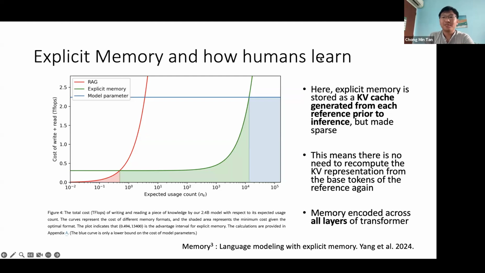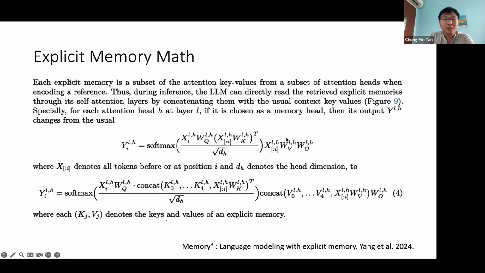Okay, great. All right, so this is the math. I hope it doesn't scare people off, because the paper has like 100 times more math than this. I just picked one of the easiest equations in the paper. So the explicit memory is a subset of the attention key values from a subset of attention heads when encoding a reference. Notice that they say subset. But to be honest, I also don't know how they got the subset. Maybe it's by magnitude or something. Yeah, sparse encoding.